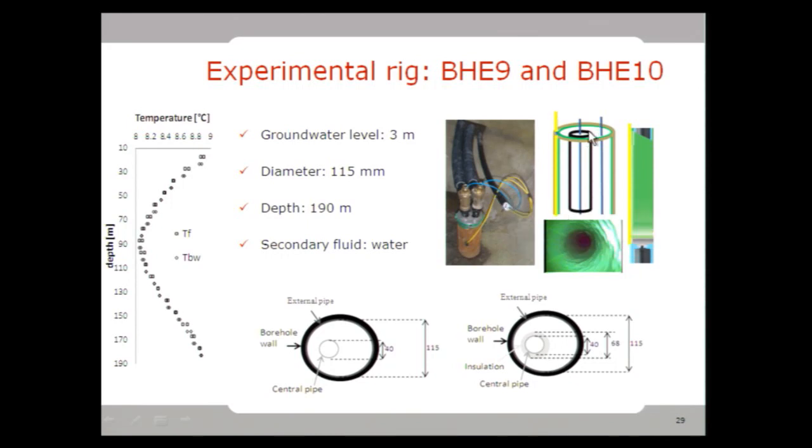And in this picture, you see one of these two heat exchangers. There are two fiber optic cables, one going down through the central pipe. It comes back through this annular channel, and then one fiber optic cable is installed between the external pipe and the borehole wall.